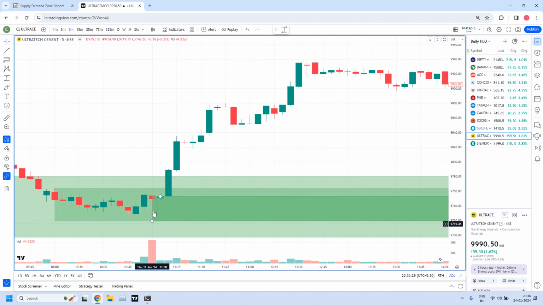See, this is an ERC candle. We have a base candle and a rally candle. This is the ERC candle. The ERC candle we can use as a legging. So that's why in the ERC candle, we use this entire zone.